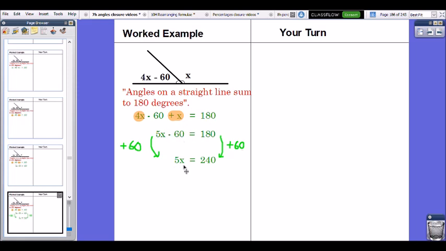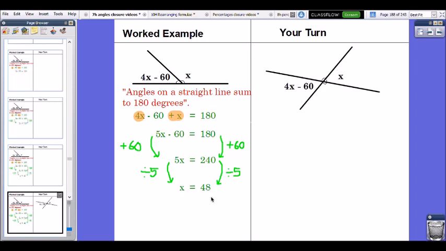So I'm just left with 5x on my left hand side, and 180 plus 60 gives me 240. Okay, can you predict what I'm going to do next? So if I know 5x is 240, to get 1x on its own, I need to divide by 5. So I'm going to do that to both sides. So using my balancing method, that tells you that 1x is 48 degrees, and I've solved the problem.